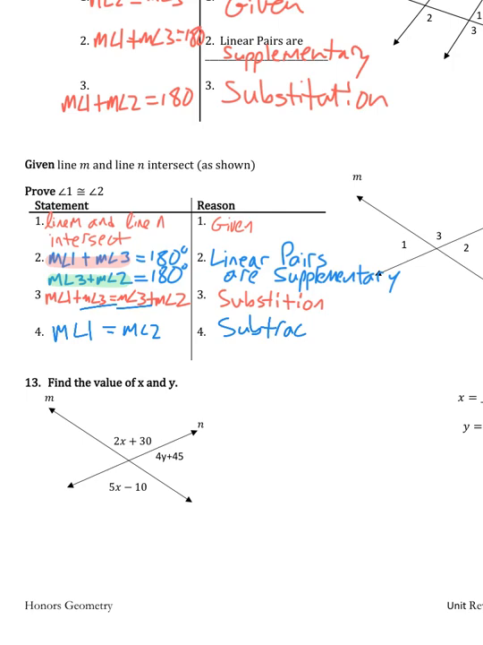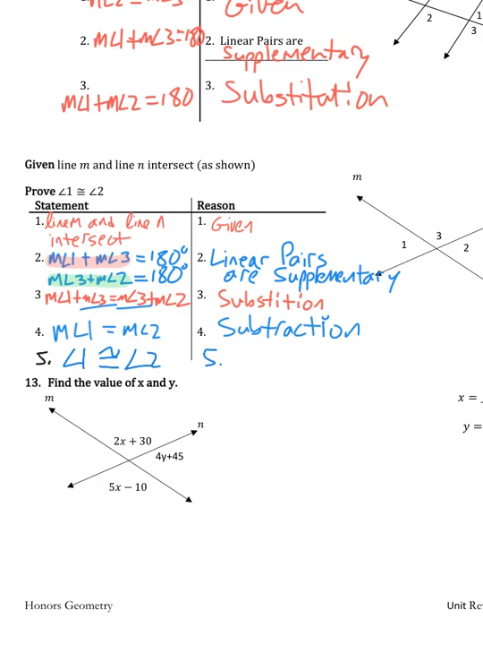Now we've basically shown that angle 1 is the same as angle 2. But notice here that we wanted to prove that they're congruent. So it just looks a little different. So we need another line, which you're welcome to do. We're not limited to a certain number. So we need to go one more to say angle 1 is congruent to angle 2.